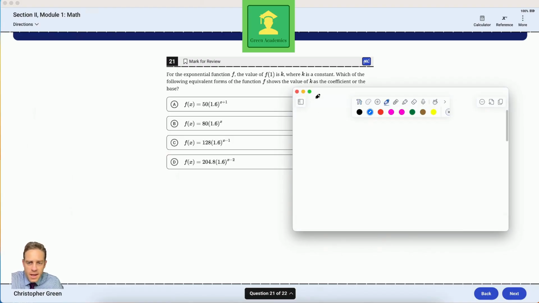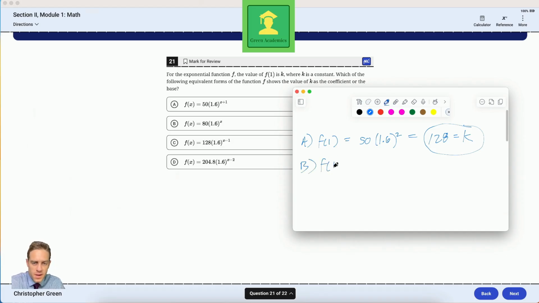So answer choice A, f of 1 would be equal to 50 times 1.6 squared. So f of 1 would be not a particularly helpful number. F of 1 would be 128. So 128 is k. Okay, but does 128 itself appear as a number in the equation? Well, no. The only numbers are 50, 1.6, and 1. So, no, I'm sorry. Well, coefficient or the base. So 50 and 1.6, so no.